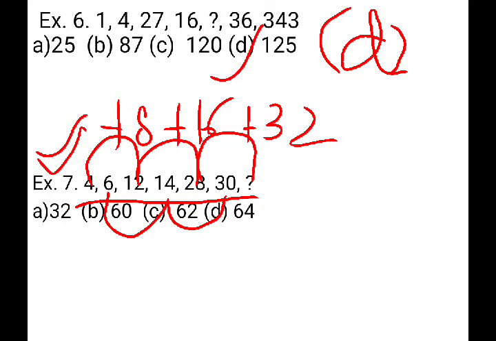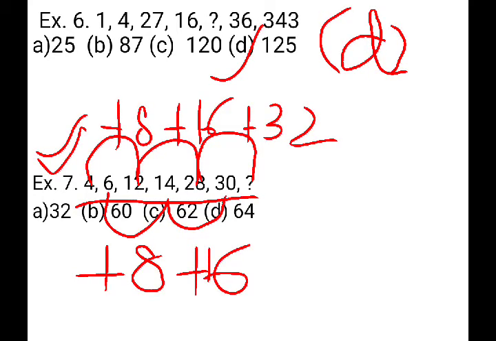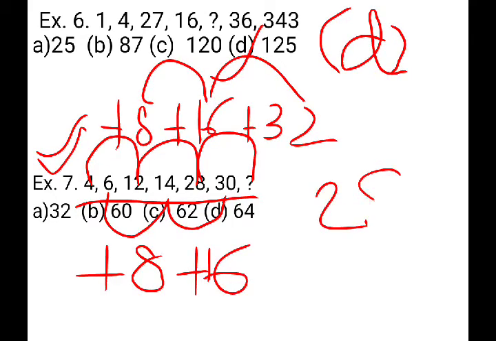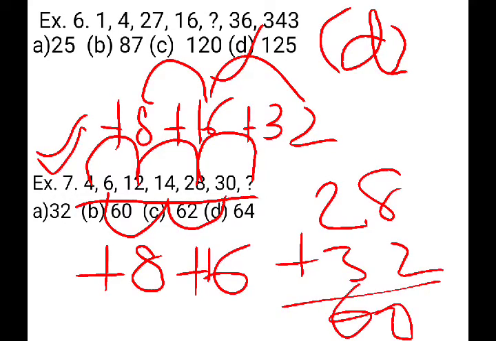Again here plus 8, plus 16, and this will continue. Now see here, the differences are the number which we are adding, and it's always doubling. Here 28 plus 32 will be 60. Means option B. Okay, option B.